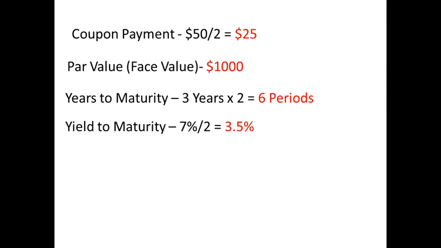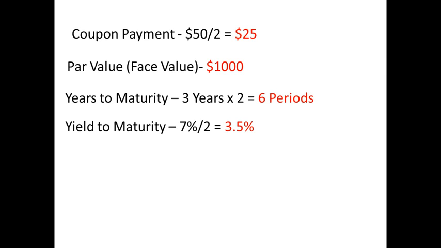If the bond pays a 5% annual coupon rate and the par value is $1,000, then it pays a $50 interest payment annually. If these payments are made semi-annually, then it makes 2 payments per year, so the coupon payments are $50 divided by 2, which is $25. Finally, we would divide the yield to maturity by 2 and get the yield to maturity for the period, so it would be 7% divided by 2, which gives us 3.5%.